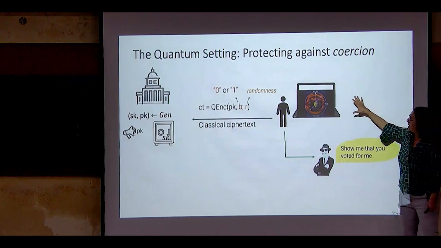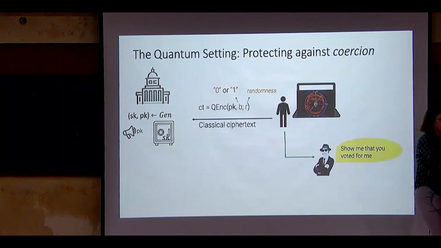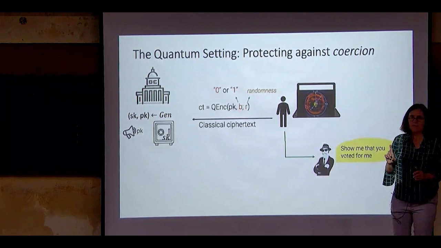Everybody has a quantum computer, okay? They have a quantum laptop. What does this laptop do? It does something, okay? When it wants to vote, it comes up with a classical encryption of a vote and sends it to the government. And the government still tallies the votes, okay? But what does this help me with?